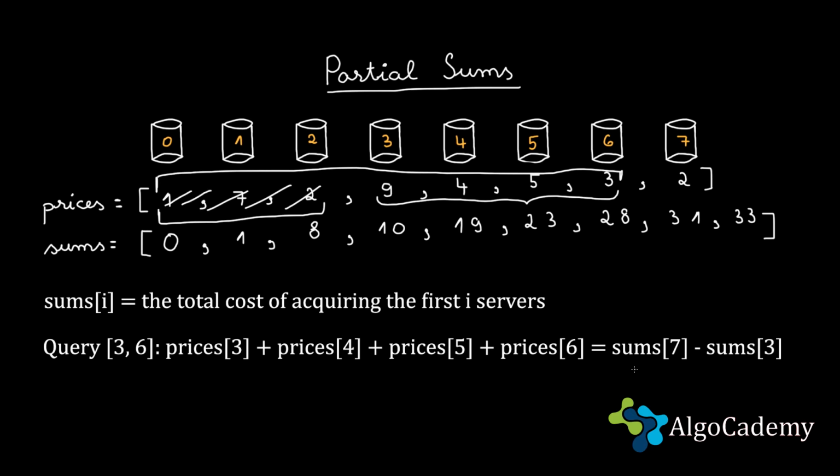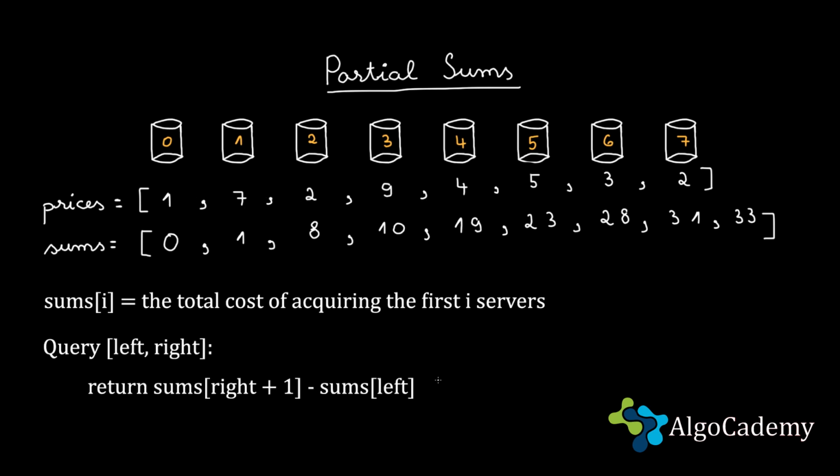Sums of 7 is, let's see, 31. Sums of 3 is, let's see, 10. 31 minus 10 is 21. 9 plus 4 plus 5 plus 3 is also 21. So I think we just came up with our solution. Awesome. And here it is. All we have to do to answer the query left-right is just return sums of right plus 1 minus sums of left.